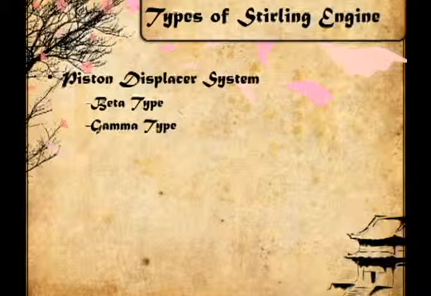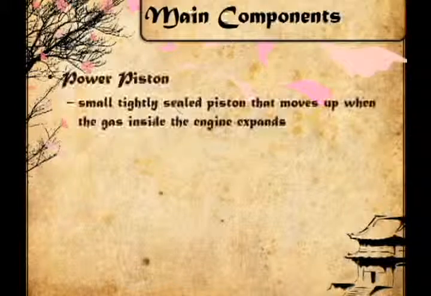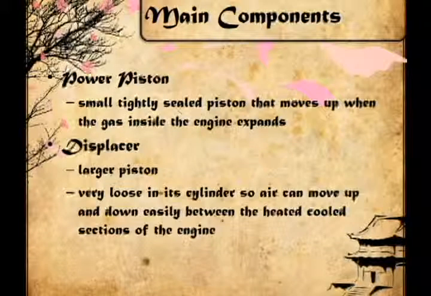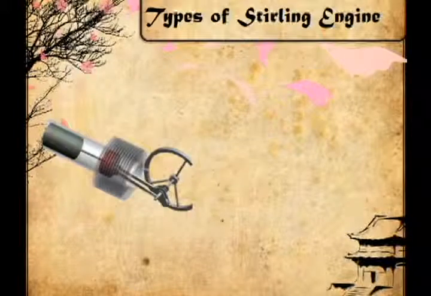Types of Stirling engine. Piston displacer system, beta type. Main components. Power piston, which is a small, light steel piston that moves when the gas inside expands. Displacer is very loose in its cylinder so air can move up and down easily between heated and cooled ends.